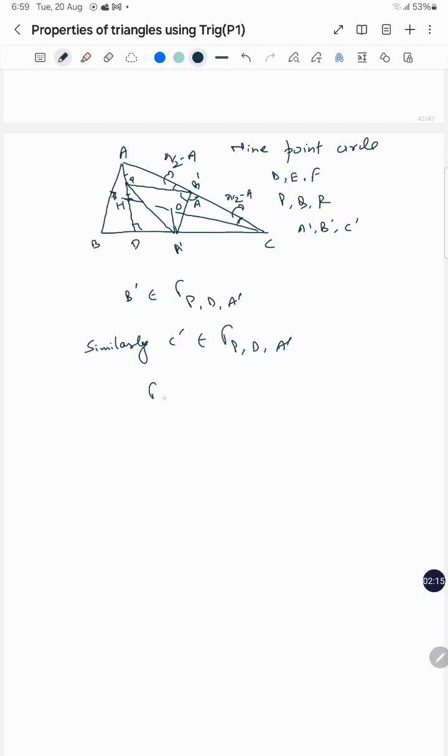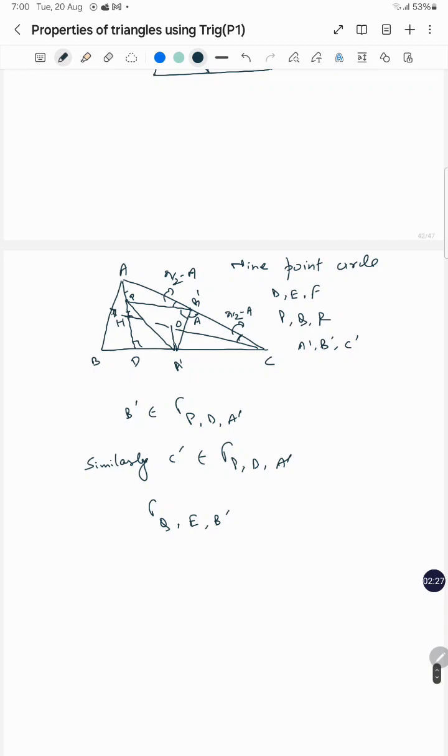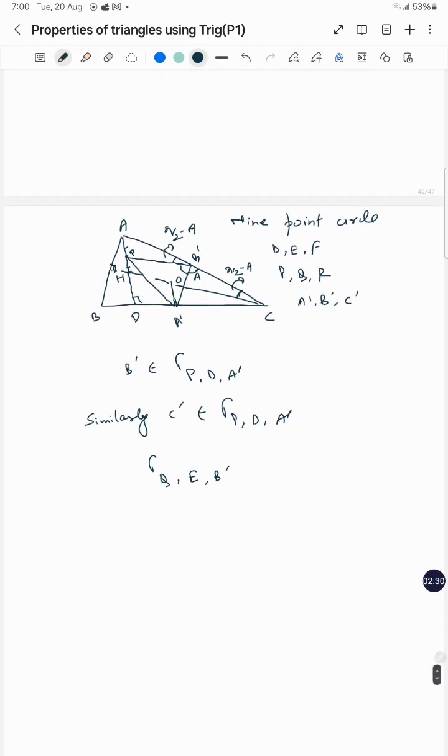So if you consider the circle Q, which is the midpoint of BH, E and B prime, E is the foot of the altitude from B to AC. So just like this way, A prime and C prime lie on the circle, and similarly A prime and B prime lie on this circle.